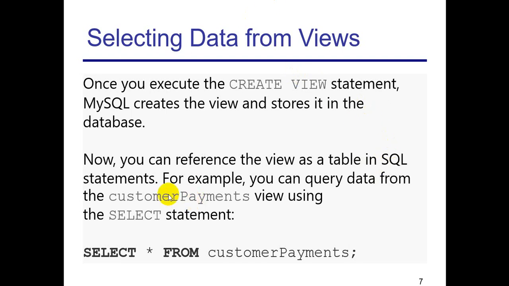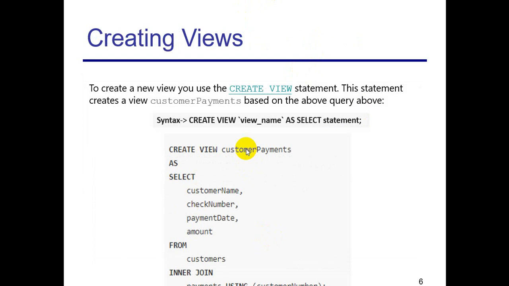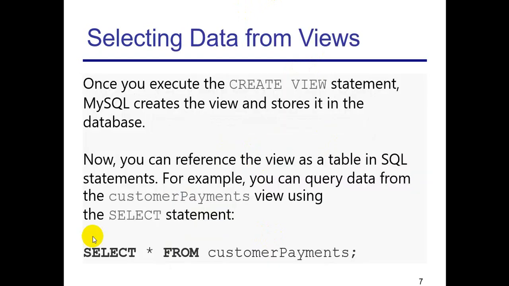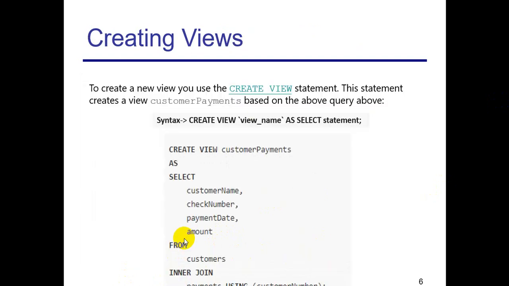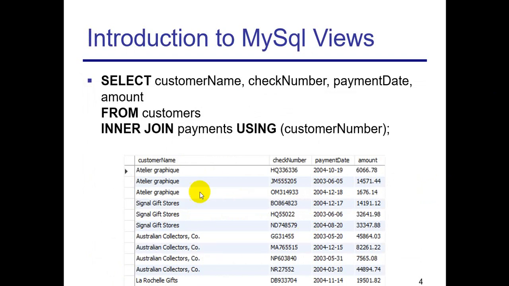So here you can see that in the previous slide we created a database view with the name customer payments, and now we are going to select the data from this particular view. So SELECT asterisk FROM customer payments. What it actually does is run this particular query. So this select query will run, and we will get this result again.